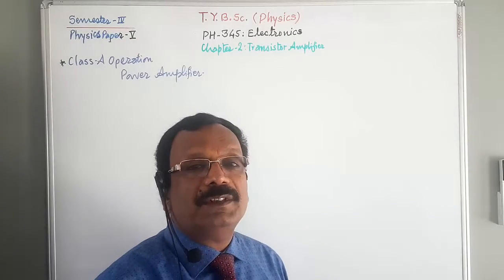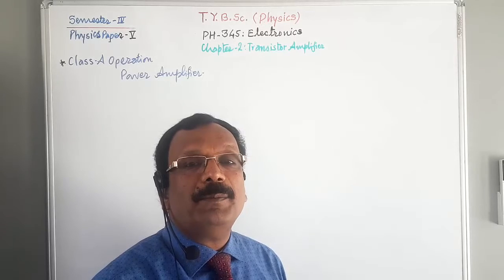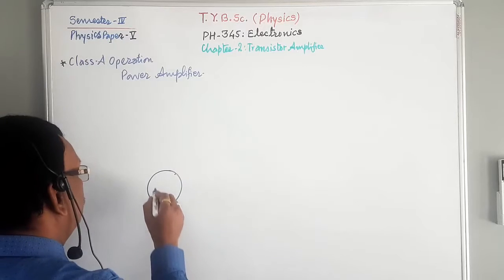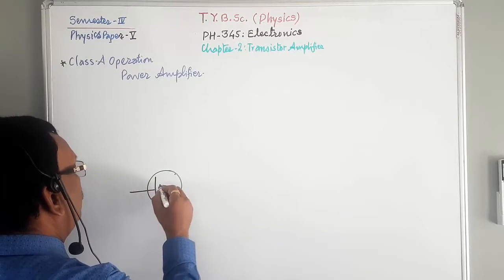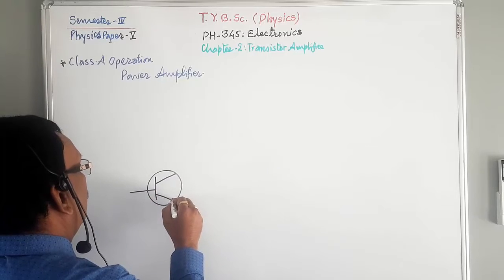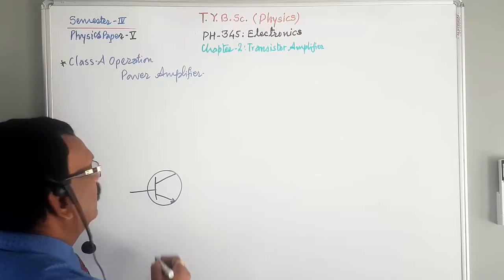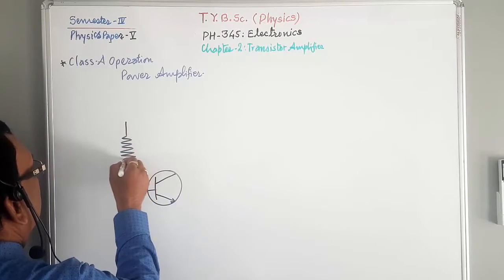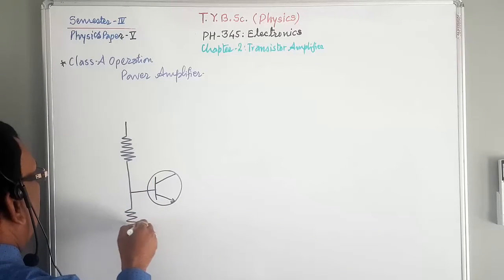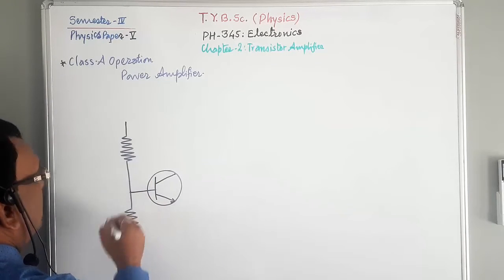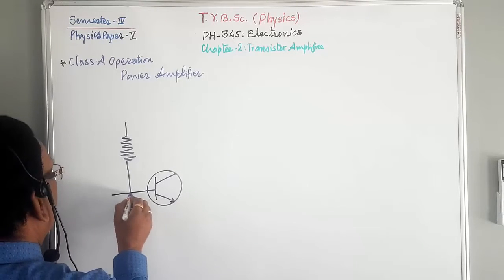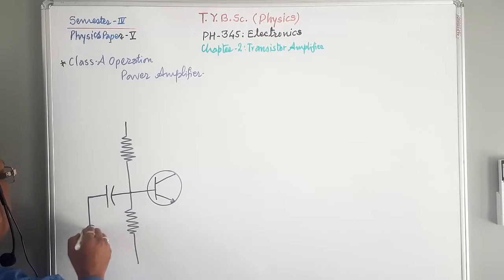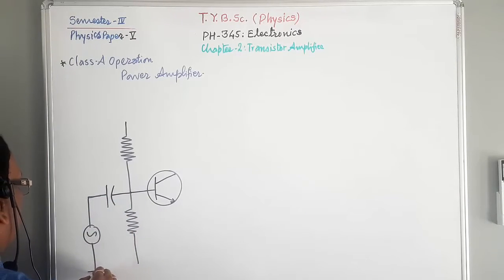The circuit diagram of this Class A operation power amplifier is very simple. See here, this is the transistor, this is the base of the transistor, this is the collector and this is the emitter. Now there is voltage divider base bias action at the base of this transistor, and through capacitive coupling we provide the input signal for amplification.